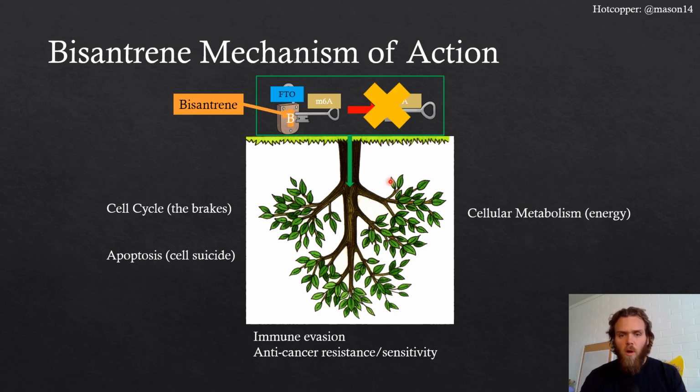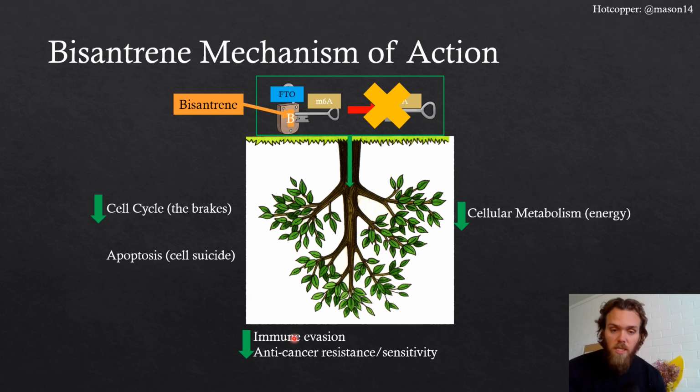And so when bisantrene comes into the mix and it stops this process from taking place, we then see the brakes put on this cell cycle. We see cellular metabolism decrease, so the production of energy decreases. We see this reduction in immune evasion. We see cancer cells becoming more sensitive to anti-cancer treatments, and we see apoptosis, or this cellular suicide, increasing, this death of the cells.